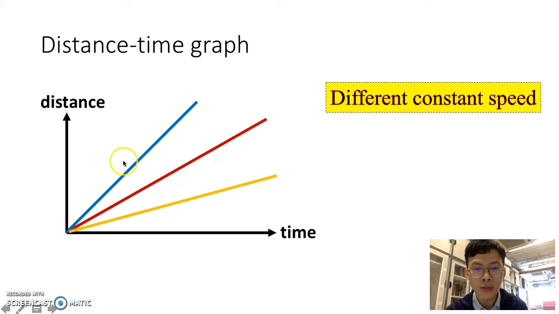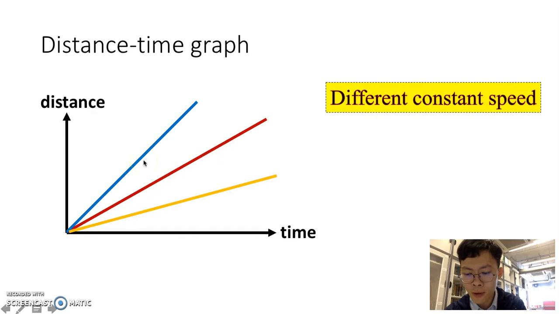And based on that, we can find there are different kinds of speed in this graph. With the blue line here, you can see it is steeper than the others. So we can see from this slide that its speed is higher than the red one and the orange one. In mathematics, we call this a slope. The greater the slope, the steeper it will be. So this is also a way for us to show different constant speeds.